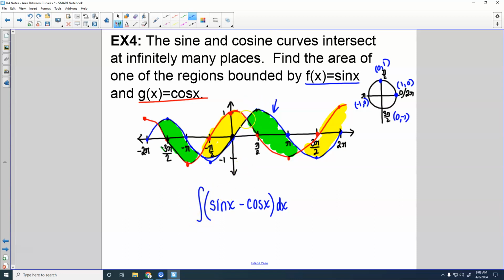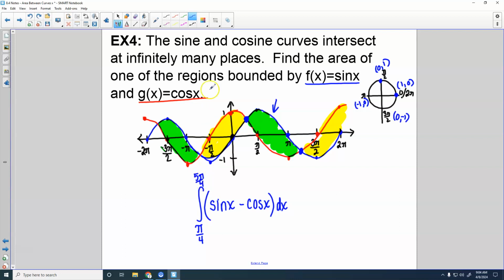Okay? Now, question for you. These intersection points, where are they? What are the limits? Pi over 4 is our lower one. Perfect. No. 5 pi over 4.